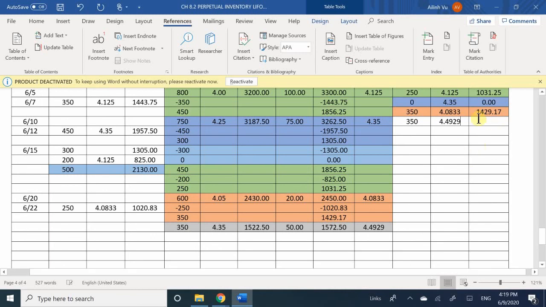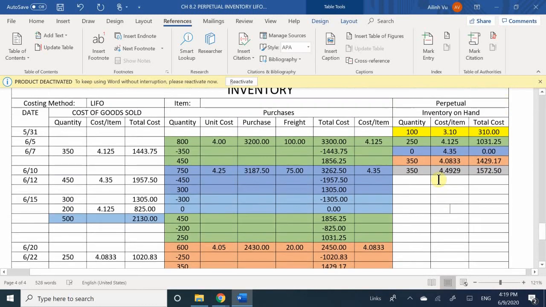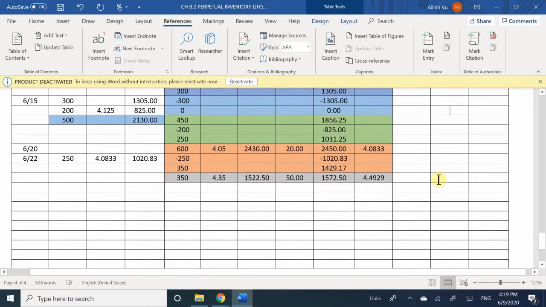For $4.49.29, and that's going to give me a grand total of $15.72.50. All right, and I'm going to highlight this and make it that gray color. Okay, that's a very light gray color, but it works.